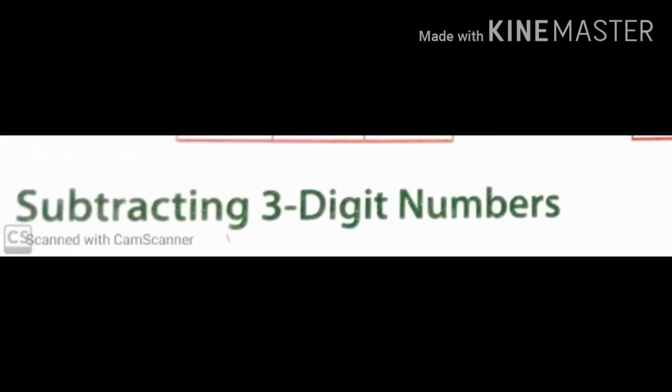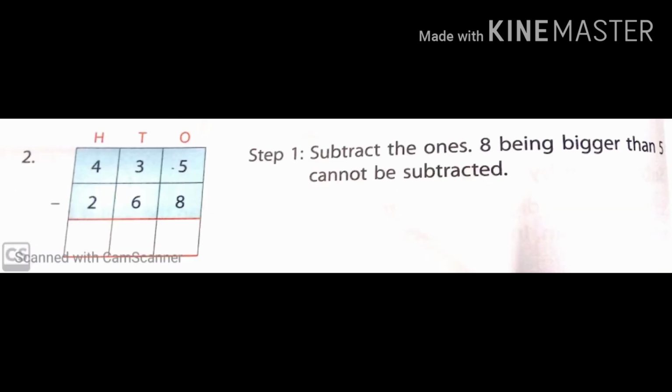Subtracting 3-digit numbers. Never forget to write HTO. Never forget to give the subtraction sign. So let's see the number. The number is 435 minus 268. So step 1 is subtract the ones. 8 being bigger than 5 cannot be subtracted.